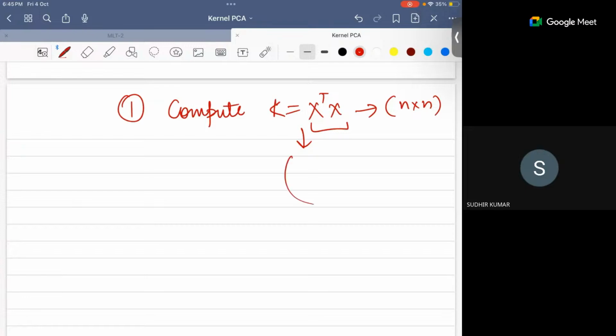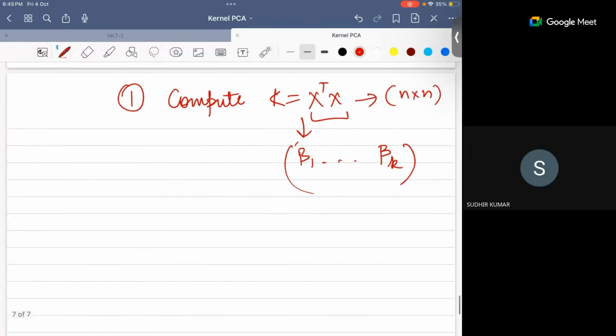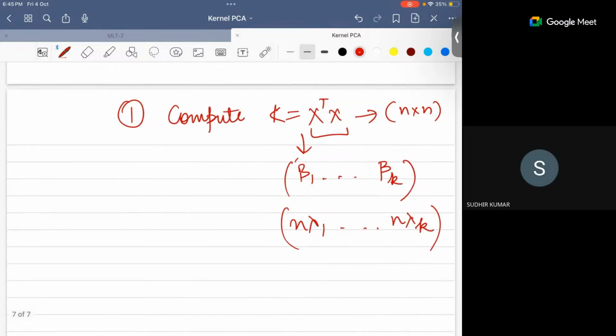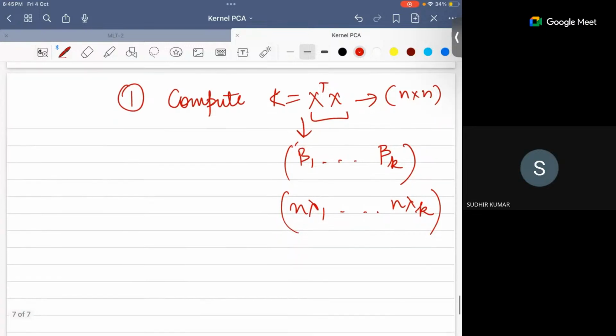If for this matrix we have, I'll just use the same thing that our prof was using. So beta he was using. So beta times, let's for example, the rank for this matrix was k. So you'll be having n lambda 1 to n lambda k. I hope the same thing he was using. Okay, so this is our eigenvector and the eigenvalue corresponding to the n cross n matrix.